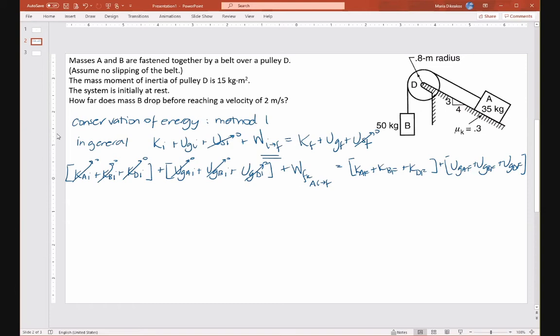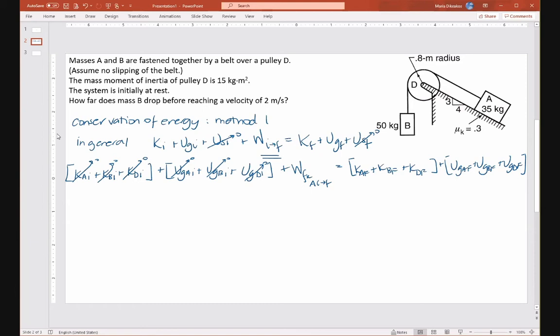Could you go over why they're considered 0 reference and why they have no value? This is for Ki and UGI, yes? Not for Ki, only for UGI. The Ks are 0 because they start from rest. Okay, perfect. And the U's are 0 because to measure a potential energy, you always need a reference height.